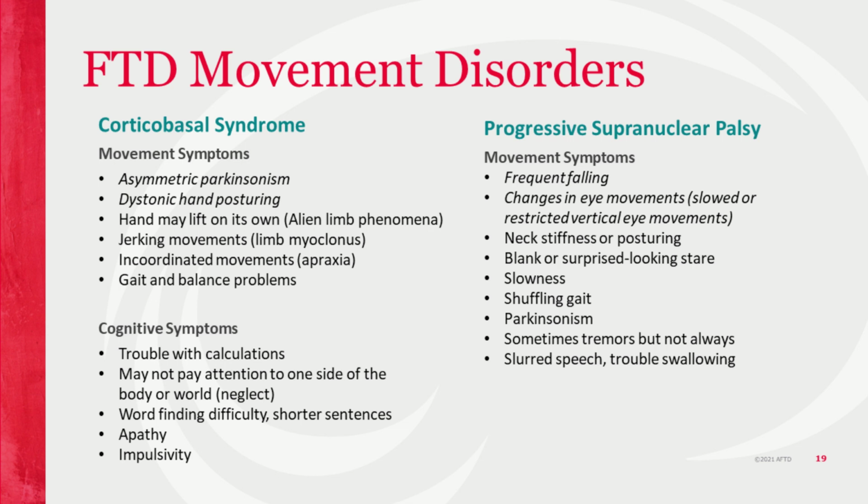You may have often heard of these as atypical Parkinsonism diagnoses. In some cases, there's not a lot of dementia that occurs, and in other cases, there are a lot of behavioral and cognitive symptoms that we see. In corticobasal syndrome, we tend to see a lot of alien limb phenomena or neglect on one whole side of the body, which is pretty indicative of the disease, and there are increased gait and balance problems. In progressive supranuclear palsy, we see a lot of frequent falling. There are very specific changes in eye movement that are very indicative of the disease, along with neck stiffness or posturing, shuffling gait, and other symptoms that are very similar to Parkinson's disease.